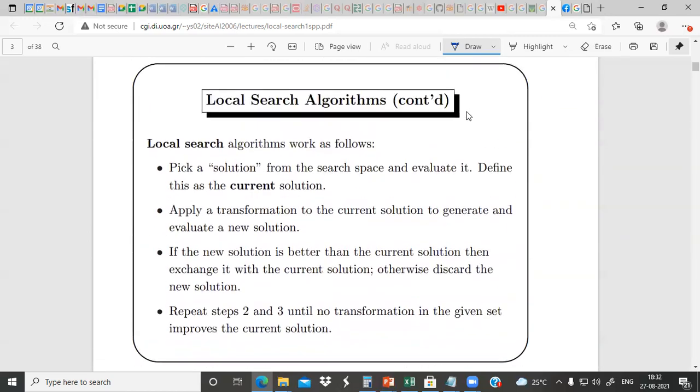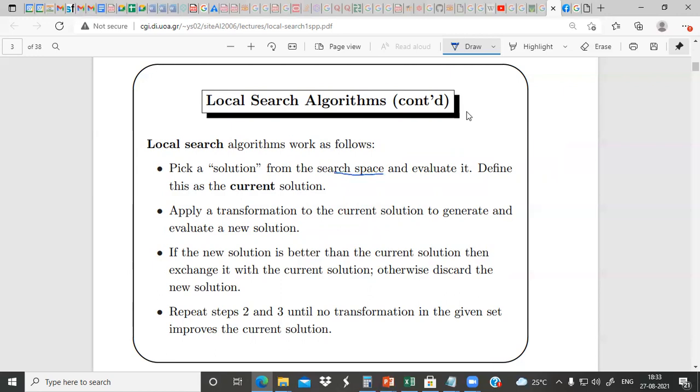Okay. So what does a local search algorithm do? It picks a solution from the search space and evaluates it. So what will be the initial state? In most of the local search algorithms, there will not be any specified initial state. Somewhere it will start randomly. There is no specified initial state. Somewhere it will start randomly, so that we say pick a solution from the search space.